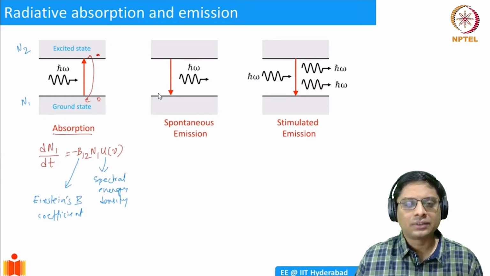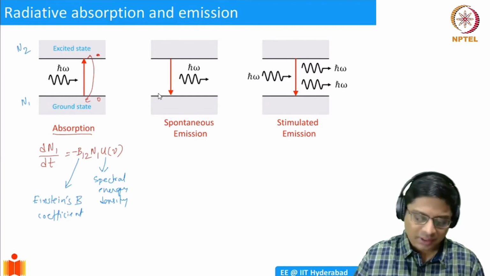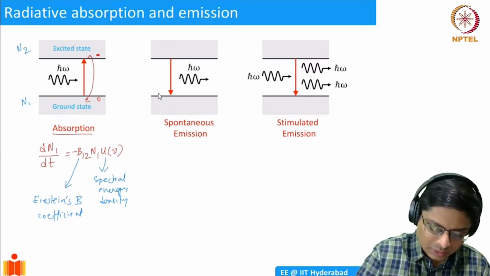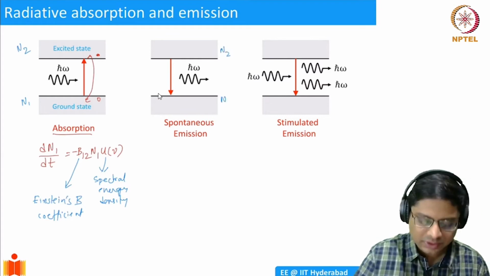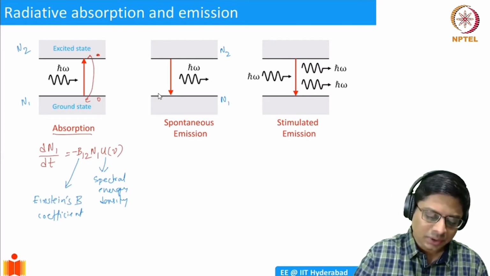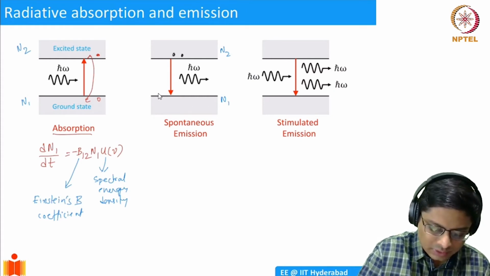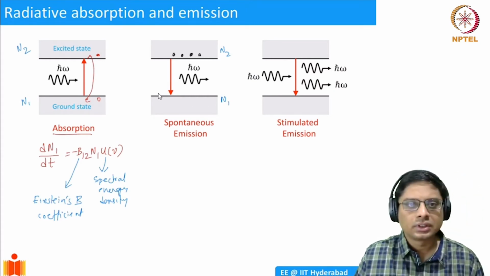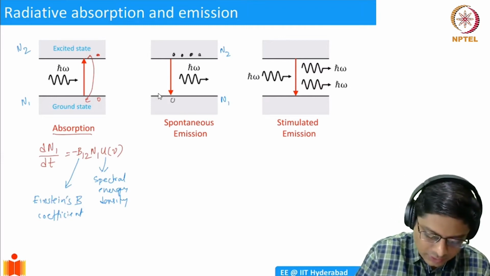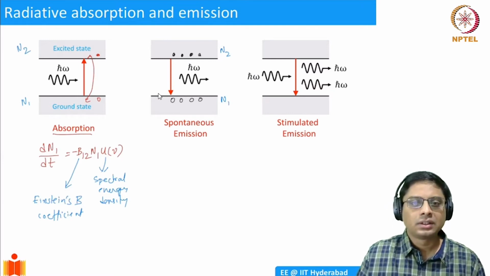You can also have the opposite process happening, which is emission. For example, if you take a semiconductor, I'll take the same N2 and N1 to represent the populations in the higher and the lower states. You can think of a scenario wherein there are a number of electrons in the higher state, and there are corresponding holes in the lower state. What will happen?